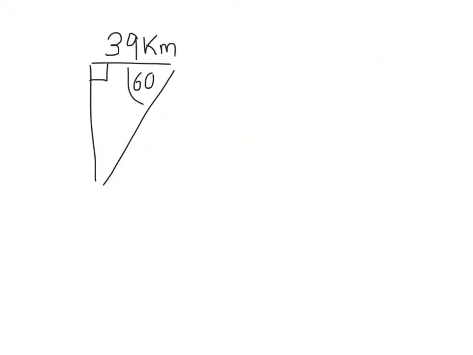So for this question, we want to find out this length here. So first things first, label my sides opposite, hypotenuse and adjacent. Then I need to figure out which ones I'm using or which ones I'm going to find. So I've got the adjacent I'm using and the hypotenuse I'm using. Because I want to find the hypotenuse, I'm using the adjacent.